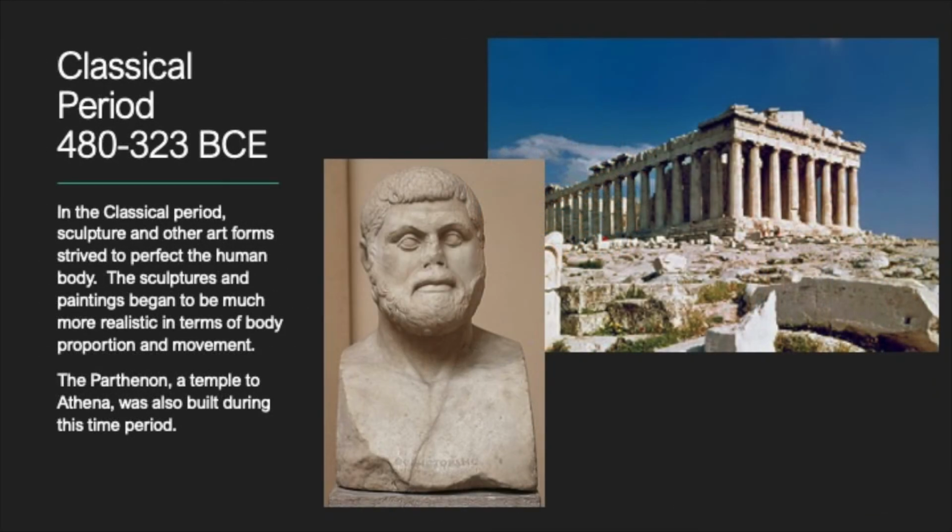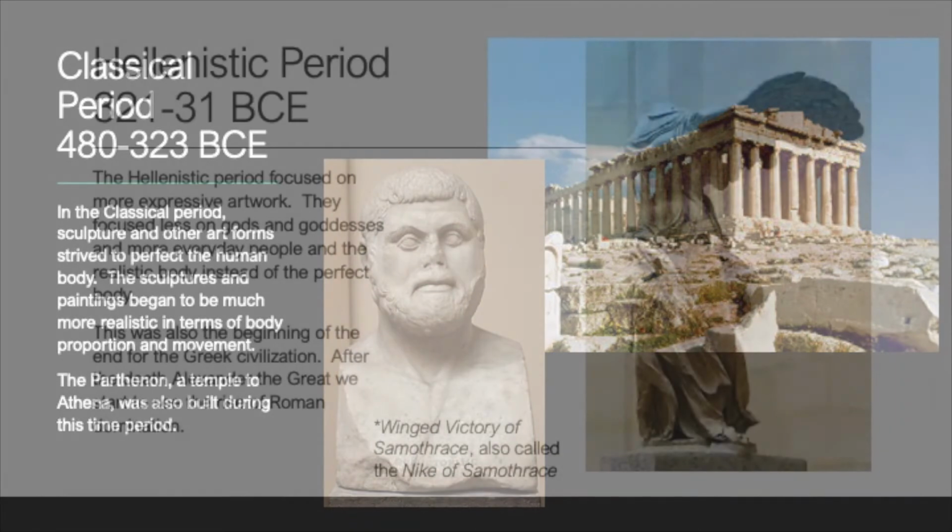In the classical period, sculptures and other art forms strived to perfect the human body. The sculptures and paintings began to be much more realistic in terms of body proportion and movement. Expressions, however, tended to be fairly stoic or expressionless until the end of the classical period. The Parthenon, a temple built to Athena, was also built during this time period when architecture began to rise.